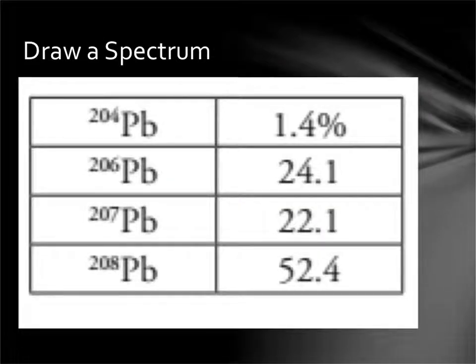All right, now this one wants us to draw a spectrum. We're given percent abundances, and then we're asked to draw a spectrum. So we have masses 204, 206, 207, 208, and then over here are our abundances. So first off, we need to get our axes of our graph straightened out.